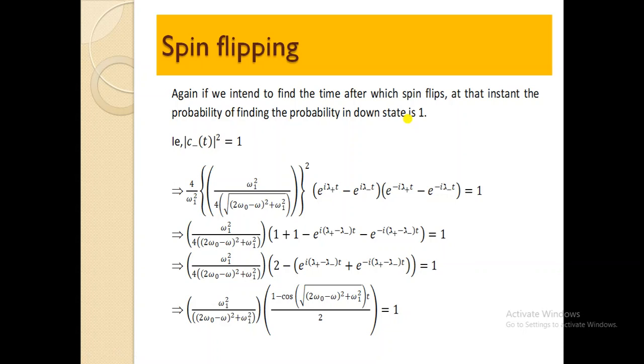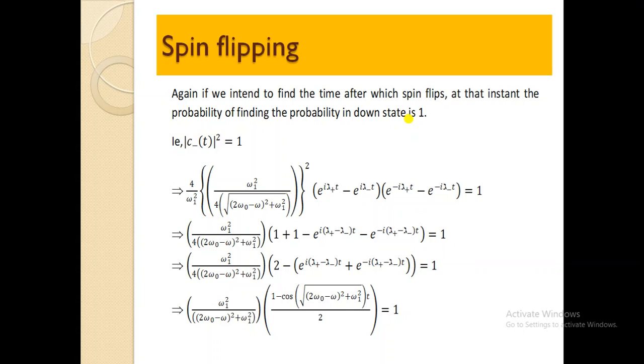If we intend to find the spin flipping, as we have assumed that the electron is in up state initially, at time t equal to 0, we became curious to determine at which time the electron would be in down state. For the electron to be in down state, the probability in down state should be equal to 1.